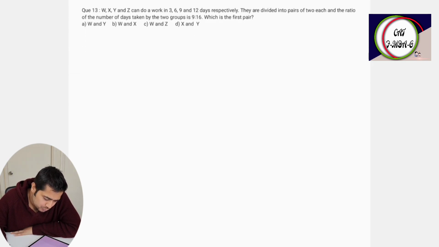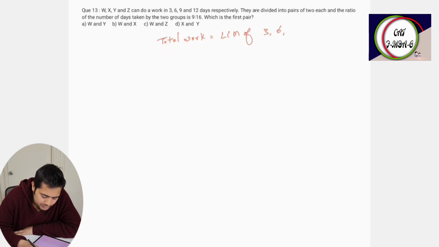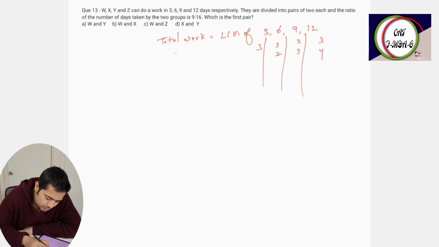Okay, W, X, Y and Z can do work in 3, 6, 9 and 12 days. Let total work be equal to LCM of 3, 6, 9 and 12. So 3, 3, 2, 3, 3, 3 and 4, so 4 times 3 is 12. Total work is 12 units.